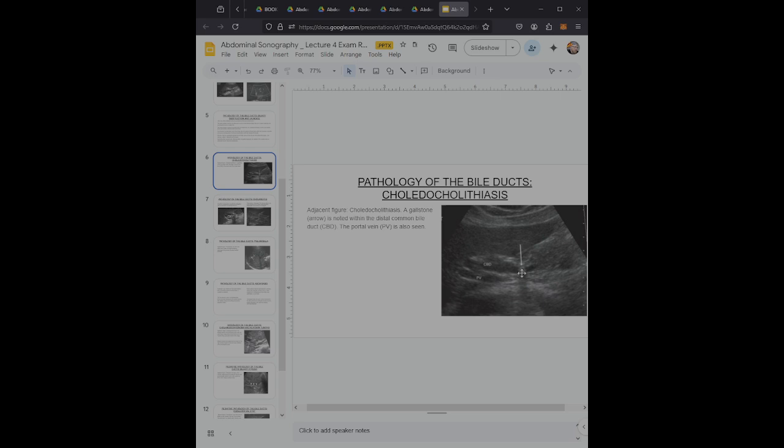Most stones will be located near the ampulla of Vater, and this can be difficult to image secondary to neighboring bowel gas shadows from the stomach. But we can observe for elevated laboratory values of ALP, ALT, and bilirubin.